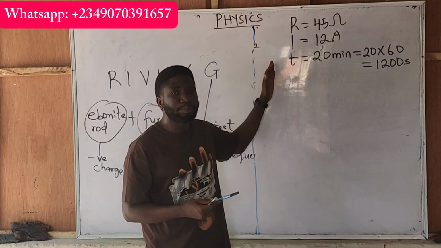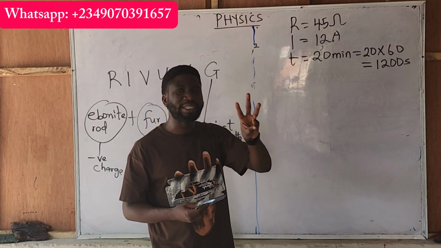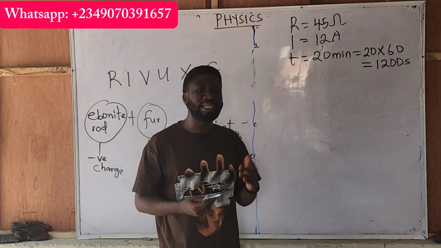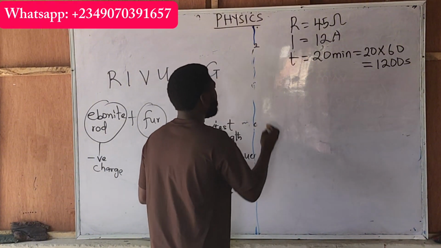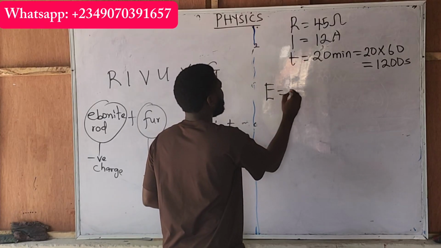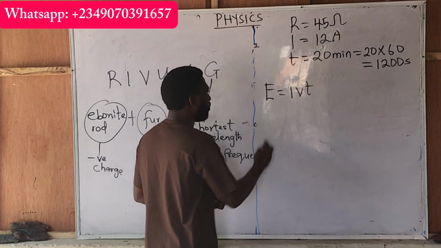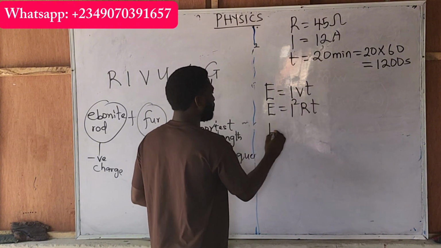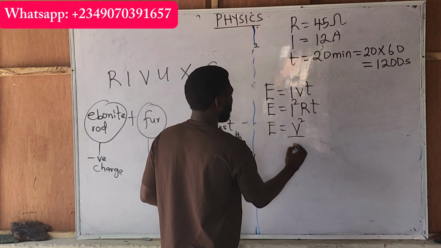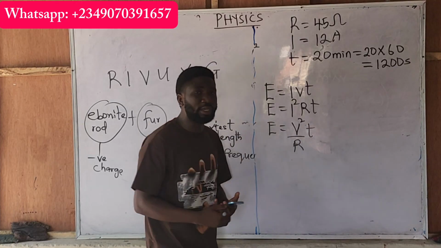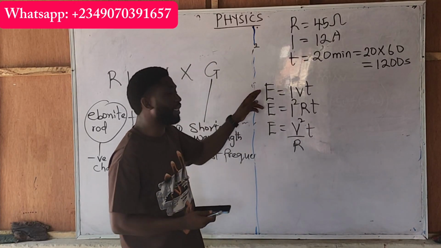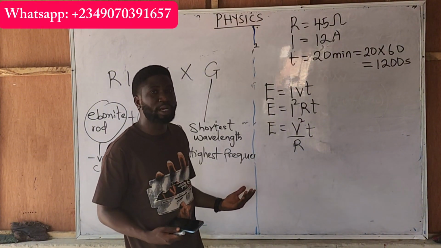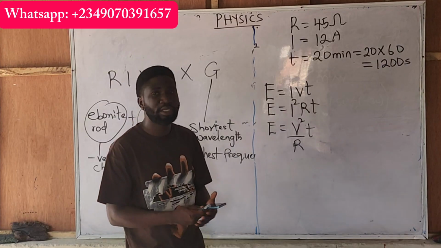So for us to get the heat produced, there are three formulas you need to know regarding current electricity whenever you want to get the heat or the energy produced. Number one, we have E equals IVT. Number two, we have E equals I squared RT. And the third one, we have E equals V squared over R times T. Now, this E represents the energy, that's the heat energy. So now we have R, we have I, we have T here. So the best one we can go for is E equals I squared RT.